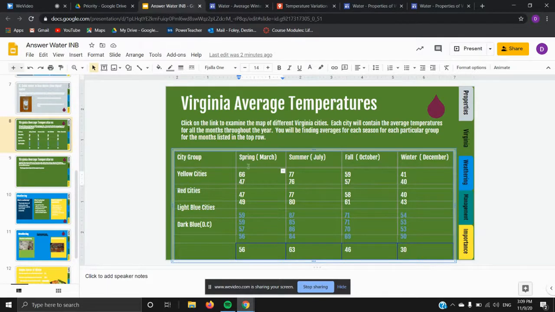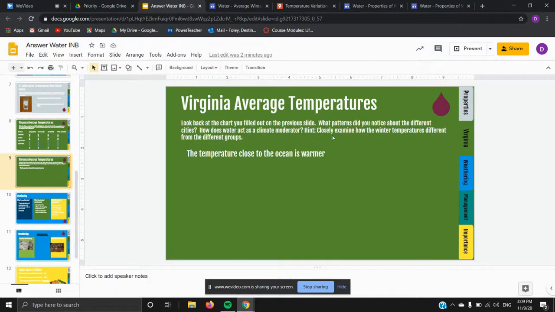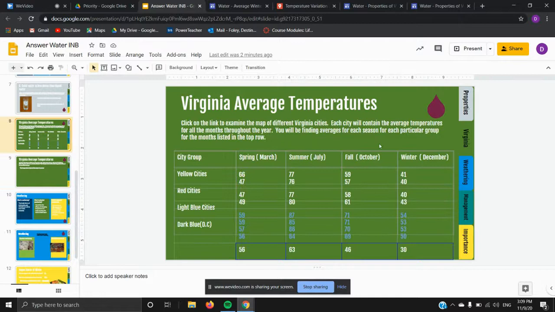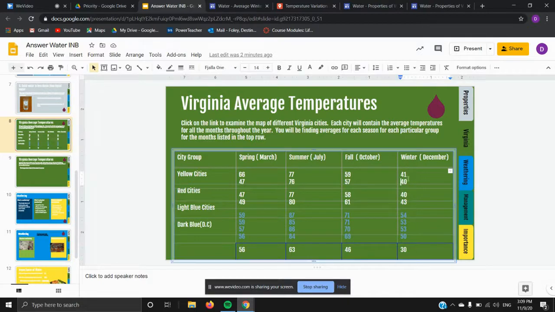So if we're looking at slide 9, you are to notice a difference in the winter temperatures. If you look here, you have the yellow cities at 40, the red cities at 40. Then you have the blue cities at 50, so they're higher. That's interesting. And then the DC is 30.